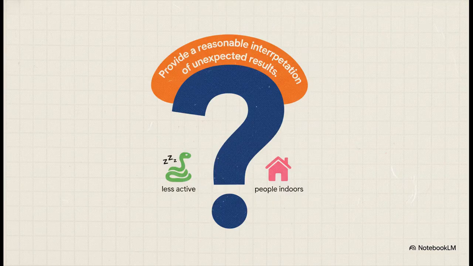You have to lean in and tackle it head on. This is your moment to really shine as a critical thinker. Use the discussion to explore the why. Could it be that snakes are less active when it's super hot? Or maybe people are just staying indoors more during droughts. Proposing these potential explanations, that's the mark of a really great researcher.